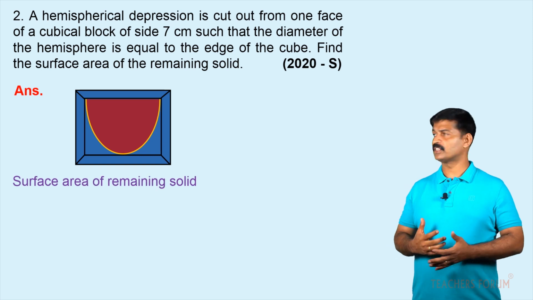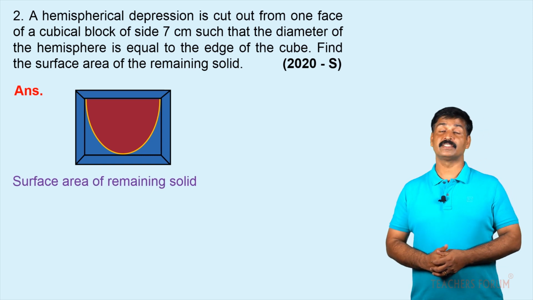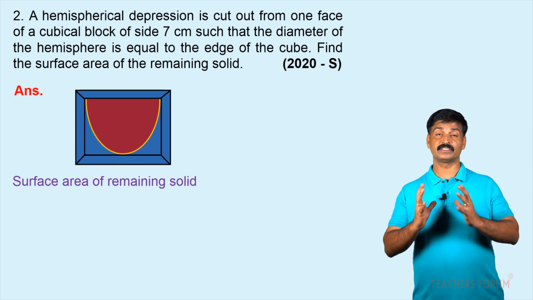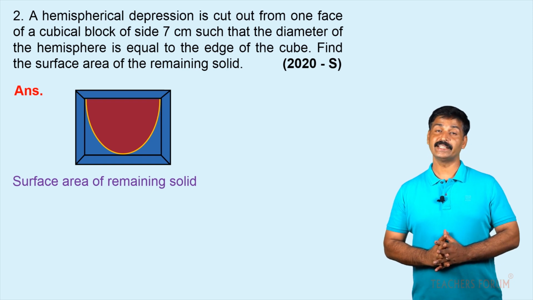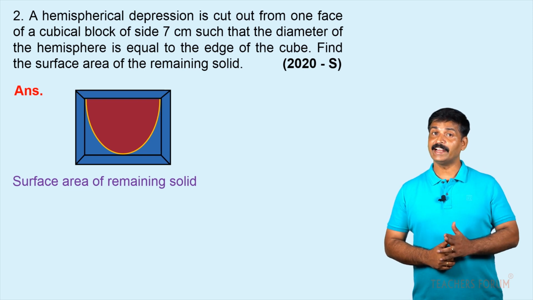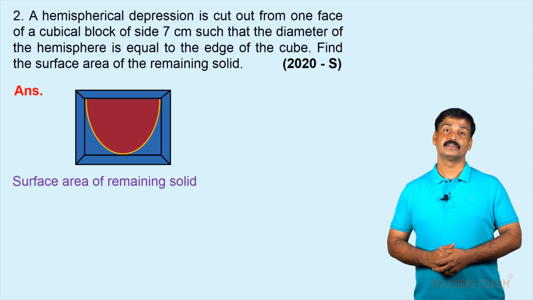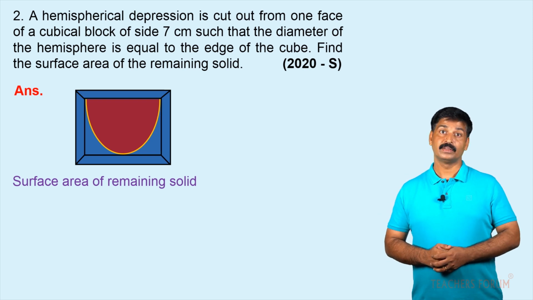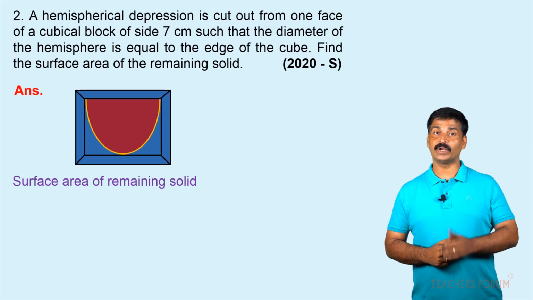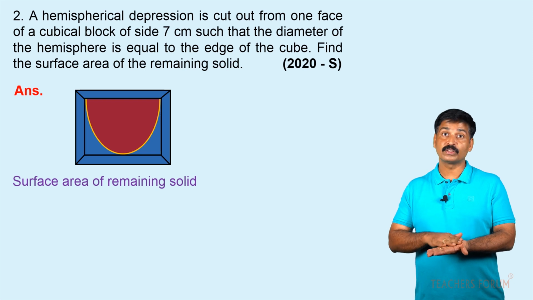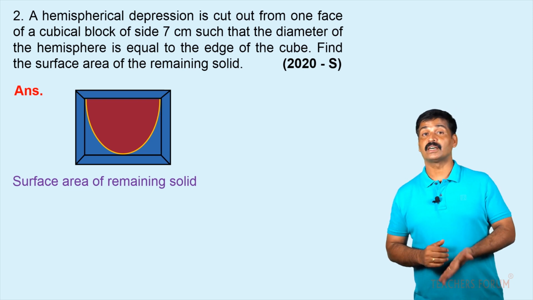Now can you tell me what is the surface area of this solid? First of all you have to find the total surface area of cube. You know that is 6a square. Now what you have to add? You should add the CSA of hemisphere, where you can paint, that is 2 pi r square. Now you have to subtract one area. What is that area? The circular depression that is made on the top of the cube, pi r square.